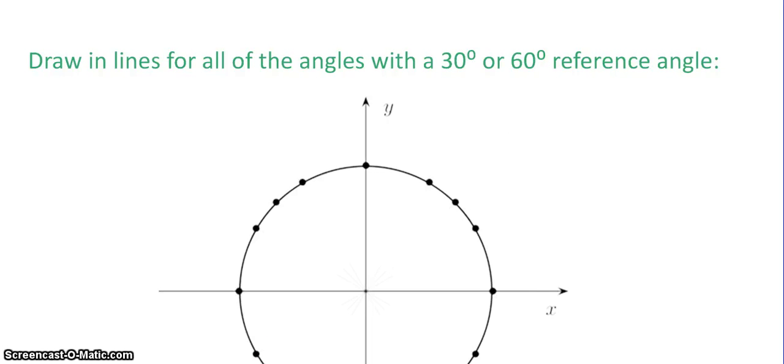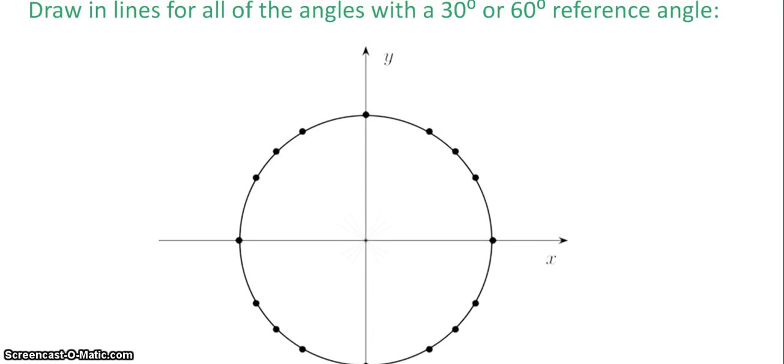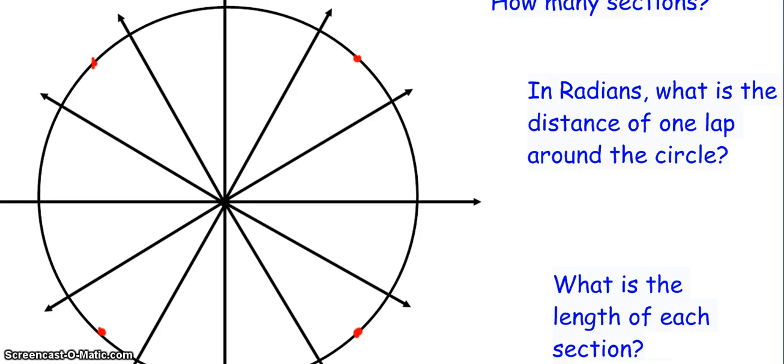Next, I want you to draw in the lines for all of the angles with a reference angle of 30 degrees or 60 degrees. So pause the video and do that. Okay, your circle should look something like this now, where on mine the red dots are the pi fourth or 45 degree angles that we are not drawing in. So now how many sections did we cut the circle into? Now you can see hopefully that there are 12 sections.